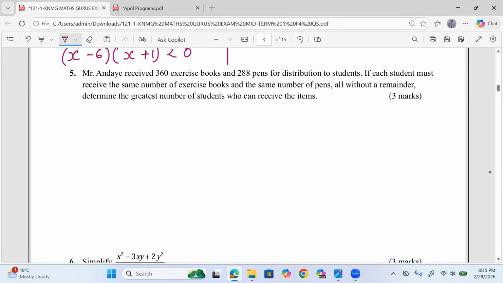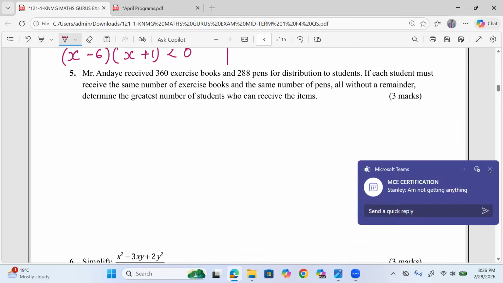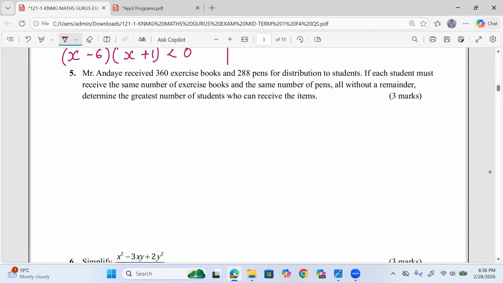You know, there are very many numbers that can divide 360 without a remainder. There are other numbers that can divide 288 without a remainder. But in this case, ladies and gentlemen, we strictly want the number that can divide both of them and without a remainder. And that is our greatest common divisor.